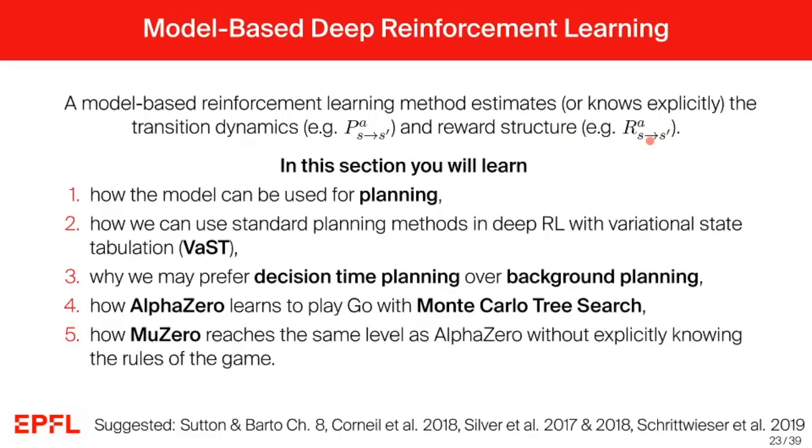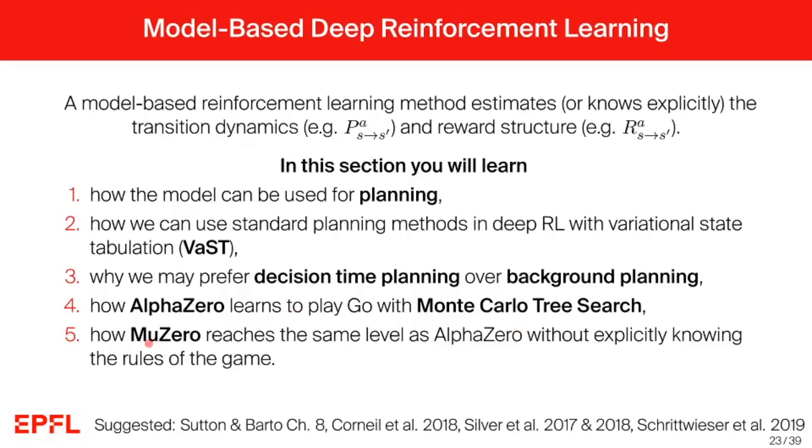Now, in this section, you will learn how such a model can actually be used for planning. We will then see how we can use standard planning methods in deep reinforcement learning, for example, with variational state tabulation. You will learn that we may prefer decision time planning over background planning in large state spaces. You will then see how AlphaZero, the famous application where an algorithm finally beat the world master in the game of Go, learned to play Go and how it uses Monte Carlo tree search.